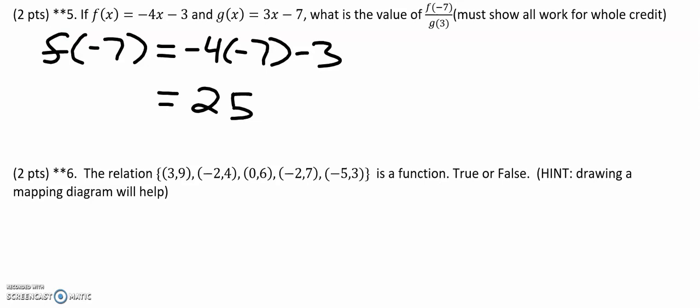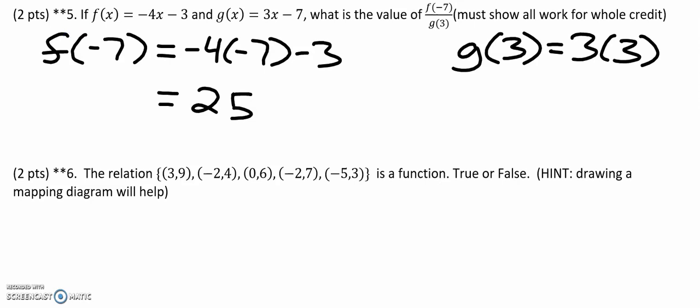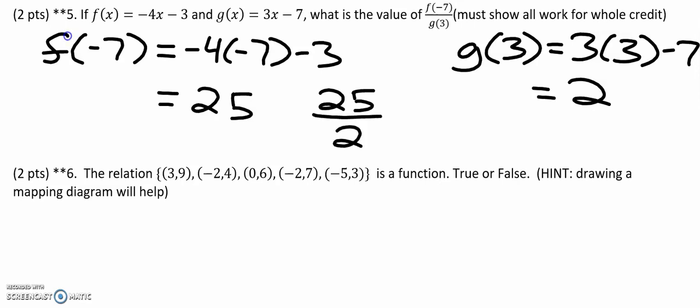We have to find our g of 3 as well. G of 3. Again, anywhere you see x in the g function, go ahead and plug in 3. So I have 3 times 3 minus 7. Okay, 3 times 3 is 9. 9 minus 7 is 2. So there's my g of 3. And of course, we have to take both of those, combine them together with the division. So f of negative 7 was 25. G of 3 was 2. We do 25 divided by 2 to give us our final answer for this question, which is 12.5.